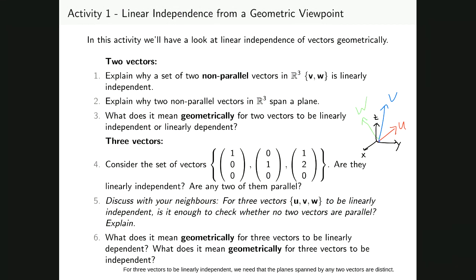In the two vector case, just as a reminder, I'll put it up on the slide. For two vectors, independent is equivalent to non-parallel. For three vectors, this isn't quite true. We need the planes spanned by any two vectors to be distinct. Okay, excellent. Well, that wraps up activity 1.